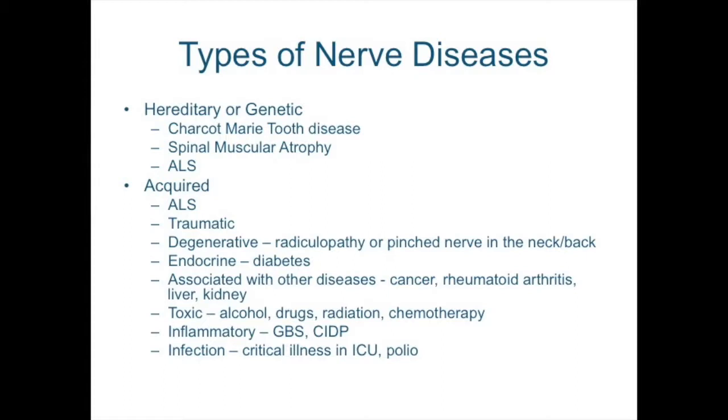And then there are systemic causes like different diseases such as diabetes that can make those nerves not function properly because of the associated problems from the diabetes. Other toxic causes would be things like alcohol or certain drugs and chemotherapy agents that can also damage the nerves. And lastly, inflammatory and infection causes as well are under that category of acquired.